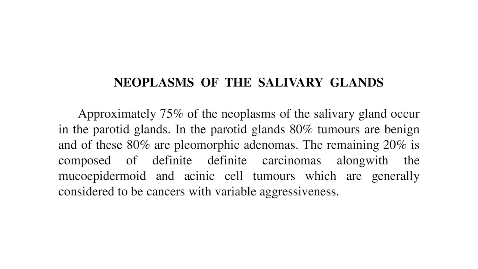Approximately 75% of the neoplasms of the salivary gland occur in the parotid glands. In the parotid glands, 80% of the tumors are benign, and of these 80% are the pleomorphic adenomas. The remaining 20% is composed of definite carcinomas along with the mucoepidermoid and acinic cell tumors, which are generally considered to be cancers with variable aggressiveness. About 15% of the salivary tumors occur in the submandibular salivary glands. Of these, 60% are benign. Of the benign tumors, 90% are pleomorphic adenomas.